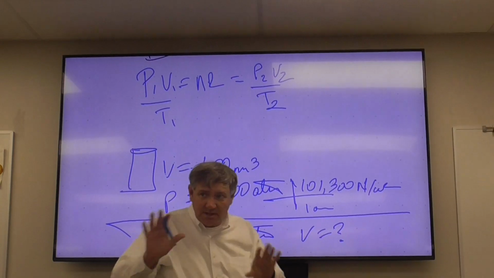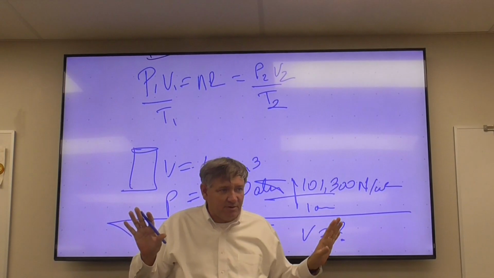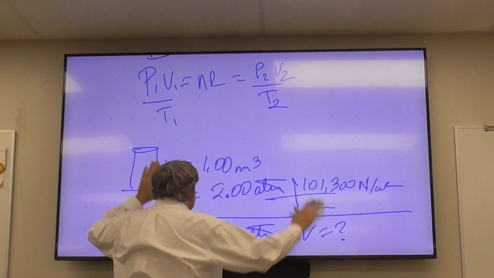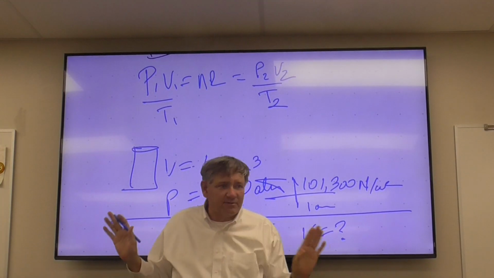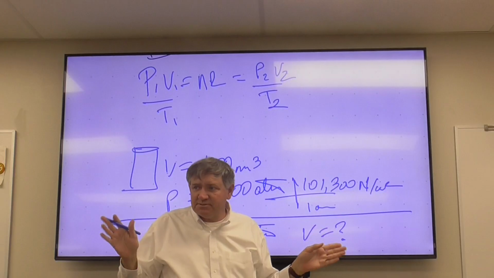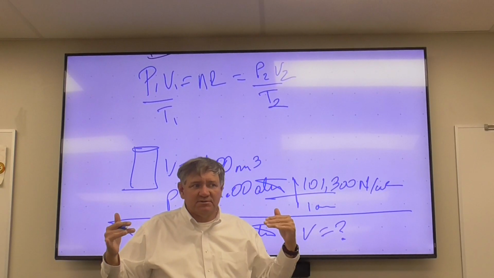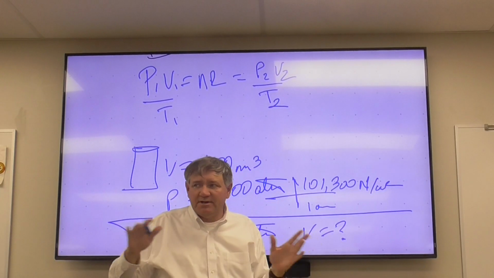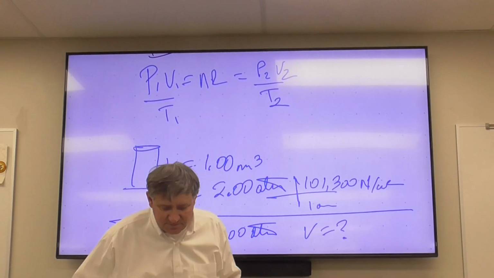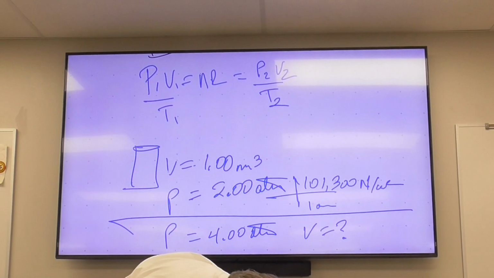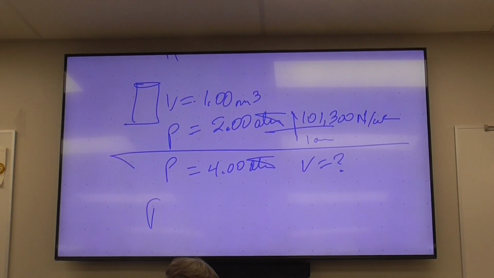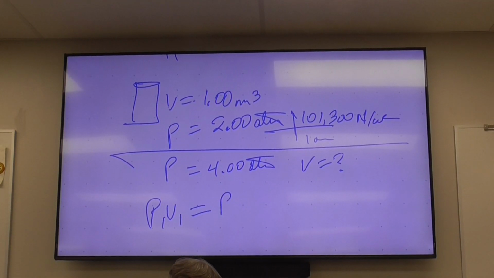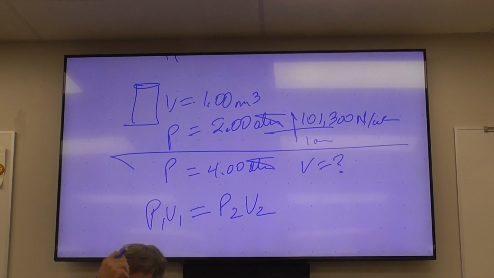In this situation, I'm keeping the temperature the same. Temperature is not part of the story, so I'm going to cover up the temperatures. I don't need them, because no matter what the temperature is, it's going to be the same on both sides of the equation. So I don't care what it is because it doesn't matter. What that leaves me then is P1 V1 equaling P2 V2.